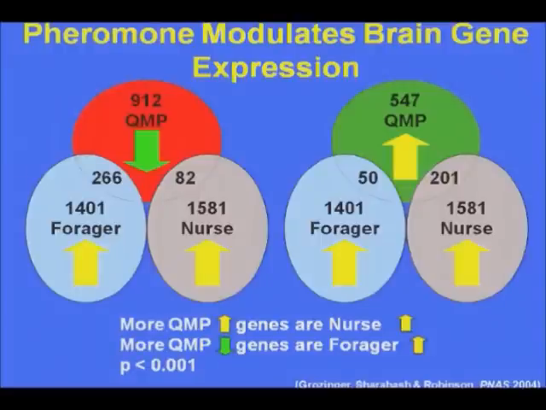Another example of social regulation of gene expression gets back to the pheromone. So pheromone modulates brain gene expression in a way that's consistent with its role in behavioral maturation. For this example, I took another pheromone, this one produced by the queen, queen mandibular pheromone, abbreviated QMP, and QMP delays the onset of foraging, and it upregulates the genes that are upregulated in nurses, and downregulates the genes that are upregulated in foragers. So we have then evidence for social regulation of behavioral maturation, and we see this echoed at the level of changes in gene expression.